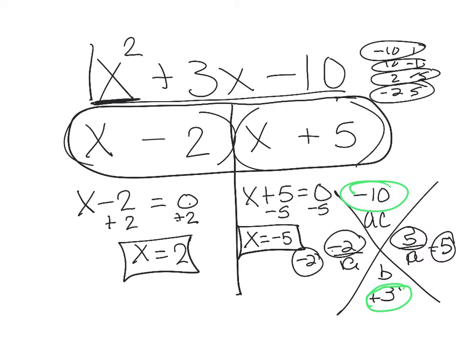Your solutions are going to be the opposite of your factors when it's just a single number. So if you notice here your factor was negative 2, your solution's 2. Here your factor was 5, your solution's negative 5. And that works when we have just that single step.